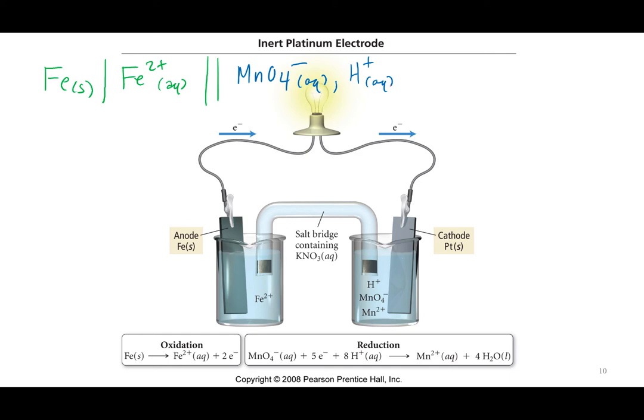Draw a line now. Mn+2? Part of the reduction half reaction. Any electrolytes, any ions in the half reaction, I need to write them down. But I'm not done. I need to draw a line. And what's my cathode? Platinum. Platinum's my cathode. Not part of the half reaction, but it's still there, still my cathode.